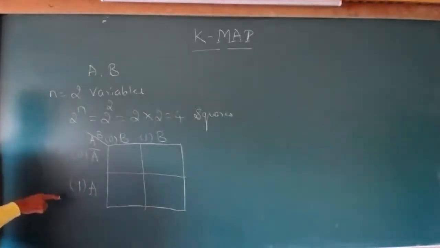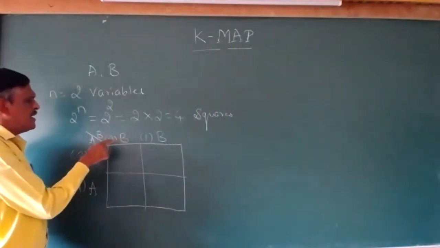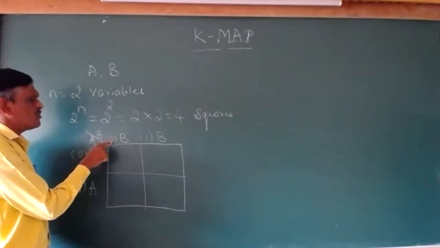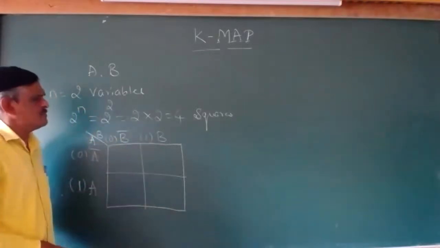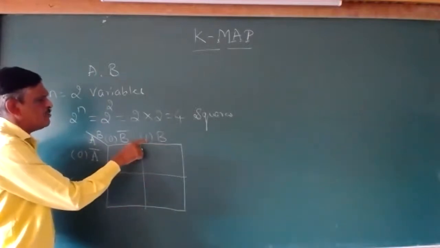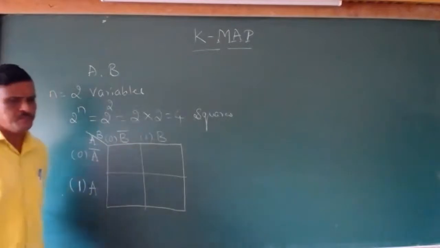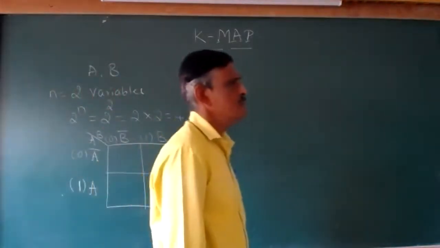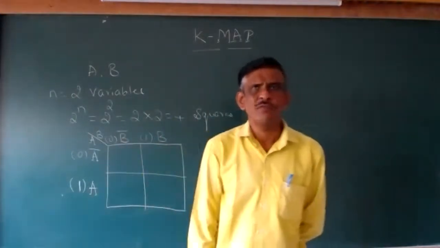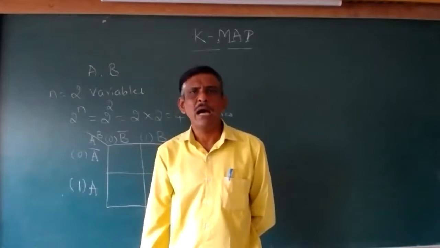In the same way, the column also can be marked. That is, B is there, its value is given as 0, so according to the SOP method, it should be complemented. The next one, the value is 1, so it is a normal variable. This is step number 2. I represented rows and columns with the variables, with and without bar, or complemented.